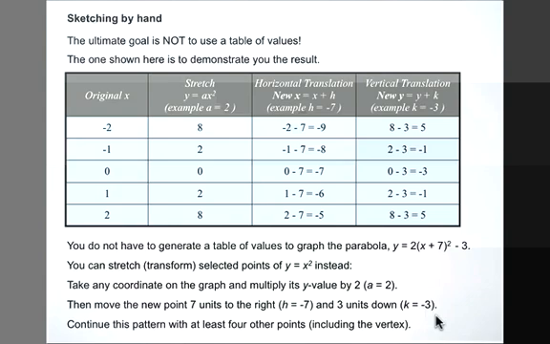You continue this pattern with at least 4 other points, including the vertex. So without creating a table of values, and just going through this process, you can transform y equals x squared to give you y equals 2 times (x plus 7) squared minus 3.